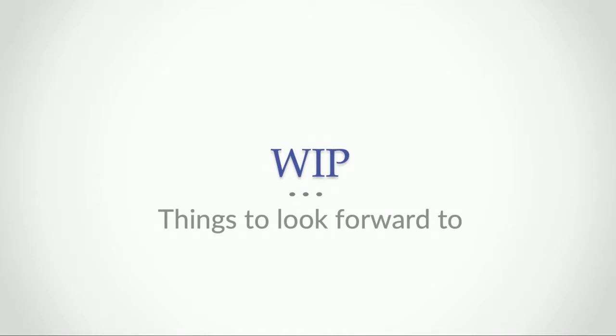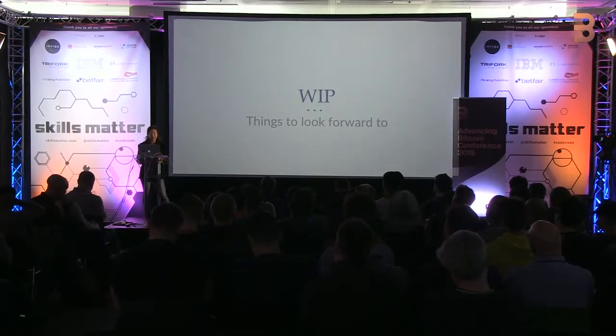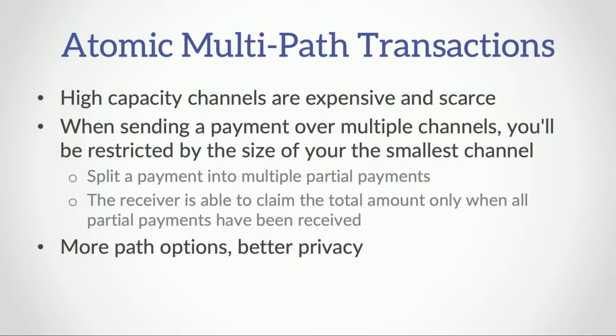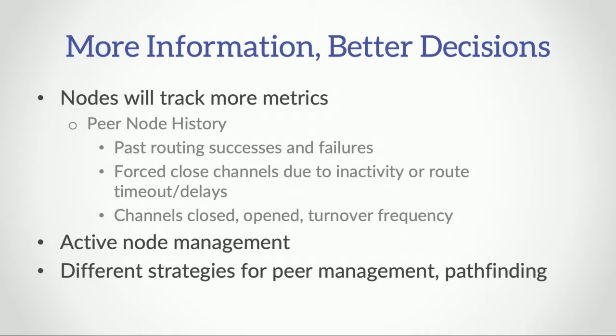And there are things that are still in the works for Lightning, and in the future, Lightning will become a lot easier to use than it is today. For example, atomic multipath transactions. Right now, it can be very hard to find enough capacity for a larger payment. It's hard to find enough channels that can support a large payment. So atomic multipath transactions will allow you to break up the payment and take different routes to recombine the payment at the endpoint. And in the future, there will be splicing where you can resize channels that are already open, and channel factories where a single channel can be used to create lots more channels. And this is all minimizing the amount of transactions you have to do on chain.